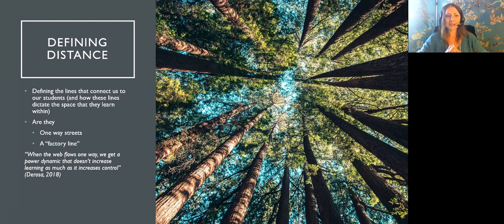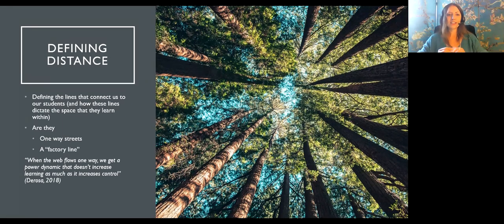But it's not enough to recognize that there are lines that connect us to our students, that student-instructor connection. It's important that we talk about how we define these lines and how the way in which we define these lines dictate the space within which our students learn. These lines can be one-way streets. Knowledge flows from me to them, and that is how it goes.